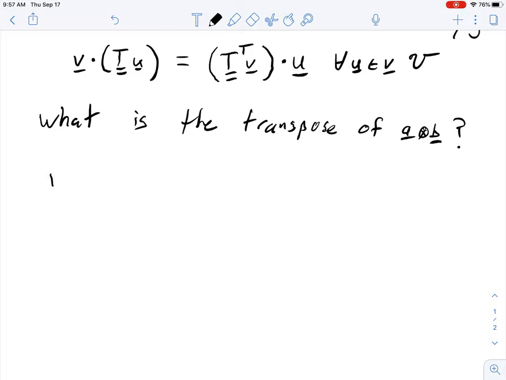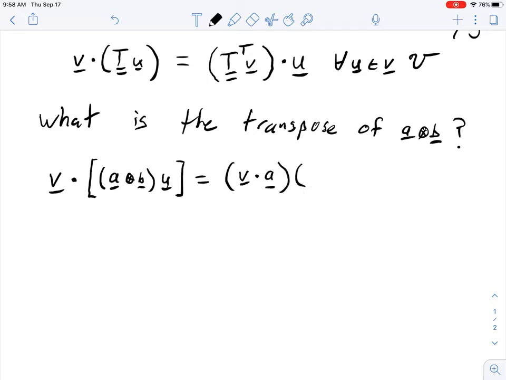So we have V dot A tensor B acting on U is equal to V dot A times B dot U.